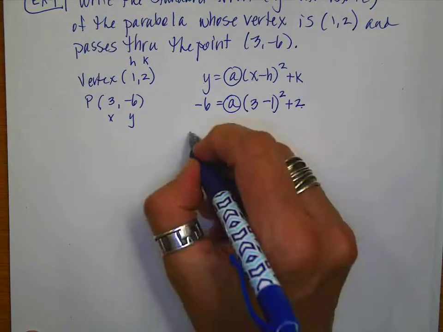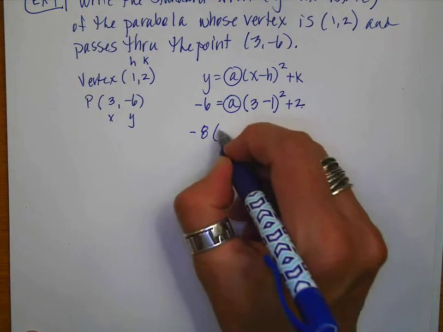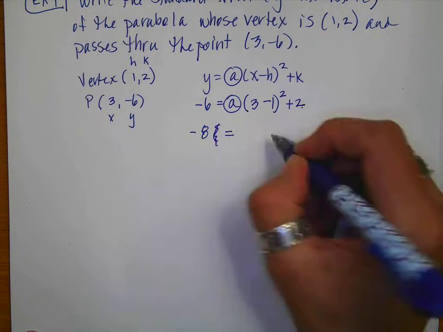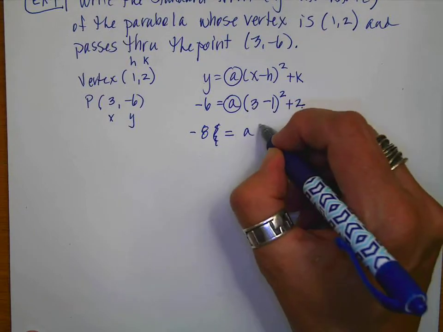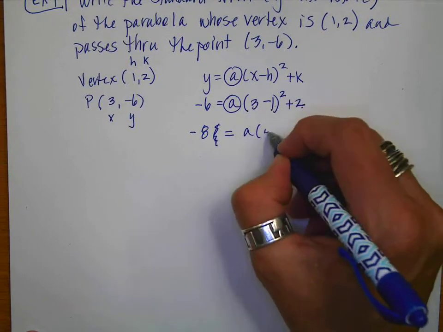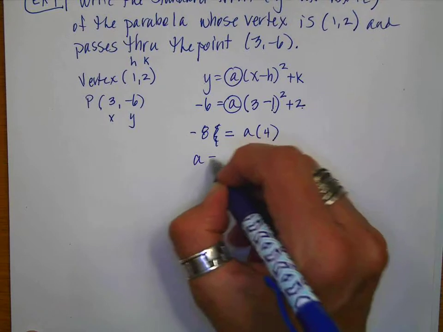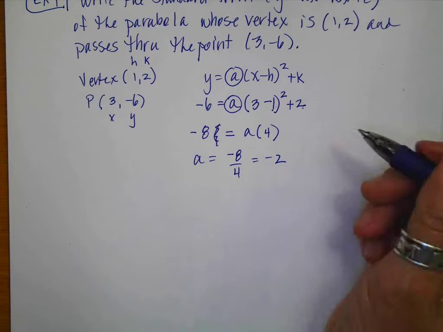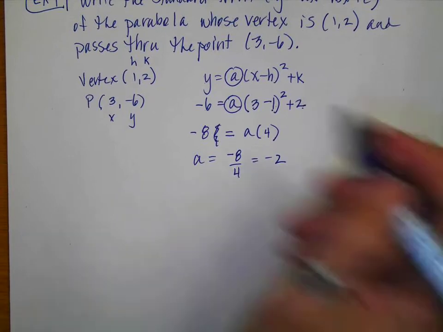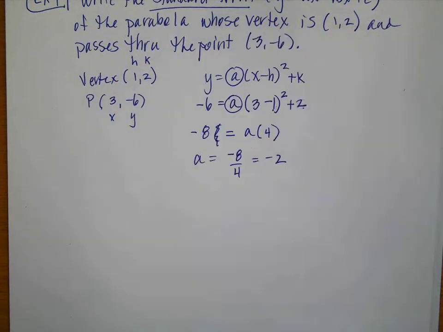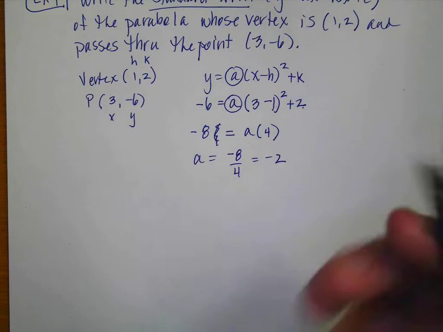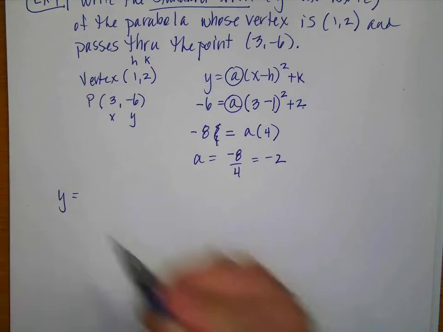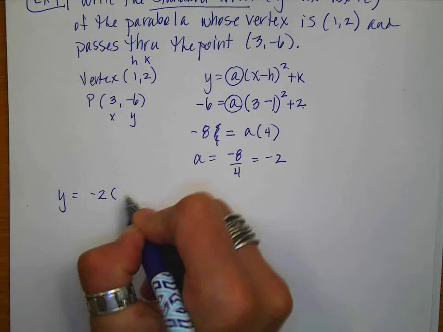So then if I start simplifying this so I can solve for a, negative 6 minus 2 is negative 8, is equal to a times (3 minus 1), which is 2, squared is 4. If I solve for a, it is negative 8 divided by 4, so a is negative 2. But the question said to write it in standard form. So the first thing I'm going to do is go back to my vertex form.